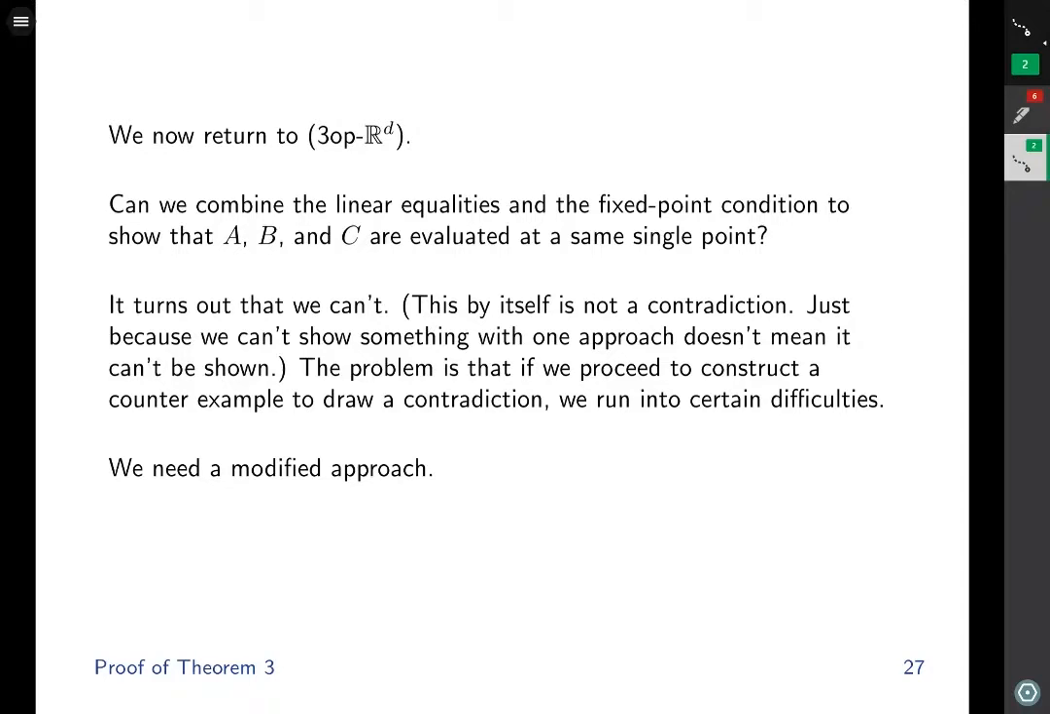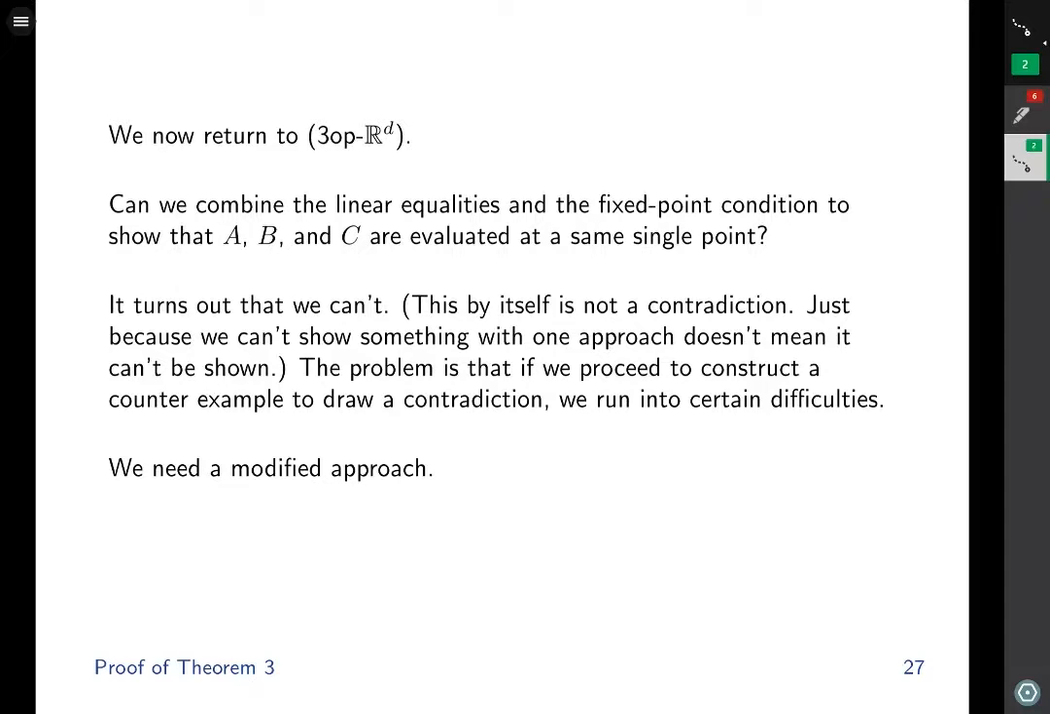Now let's return to the setup of 3-op RD. Can we combine the linear equalities and the fixed point condition to show that A, B, and C are evaluated at a same single point? It turns out that we cannot. However, this by itself is not a contradiction. Just because we can't show something with one approach doesn't mean it cannot be shown.